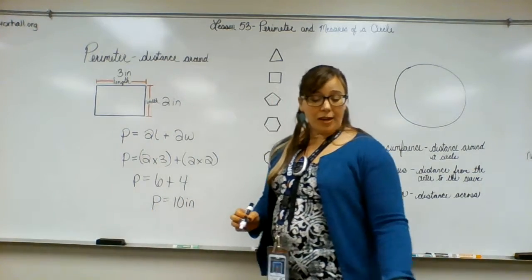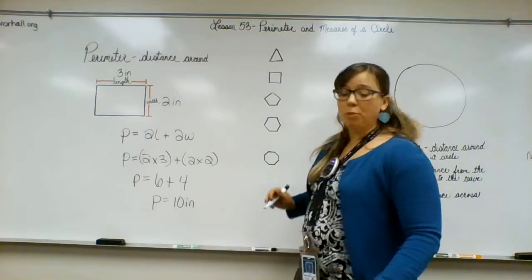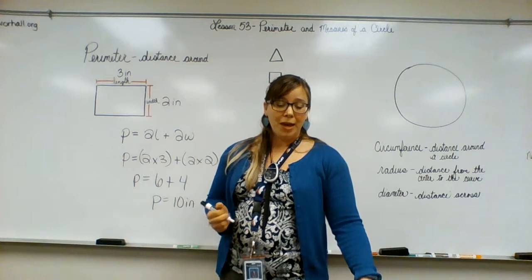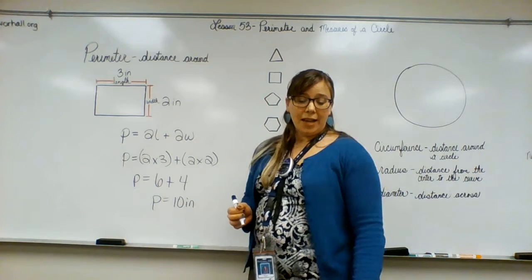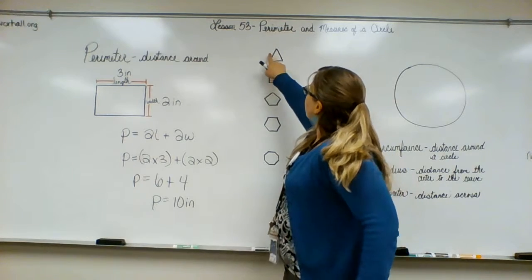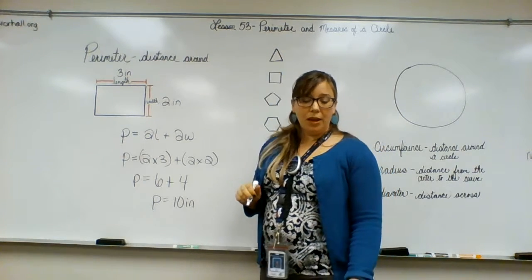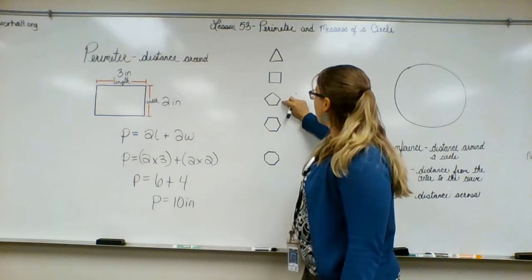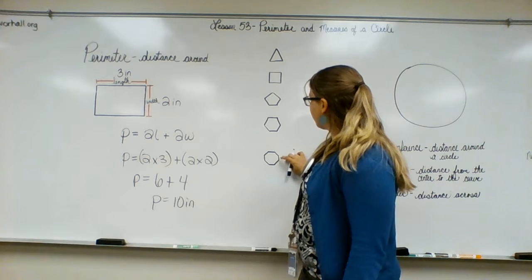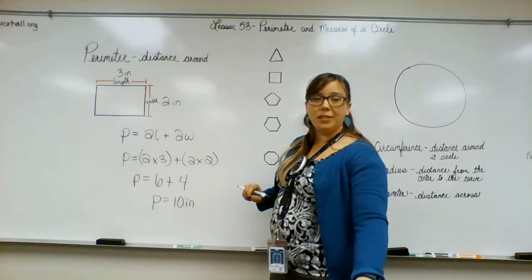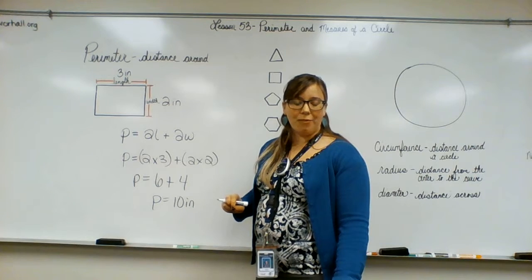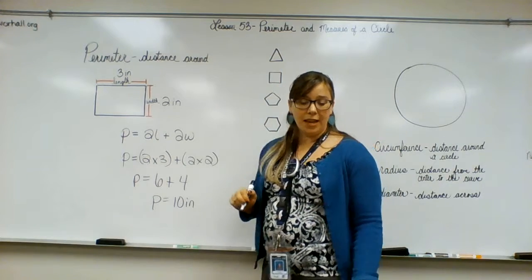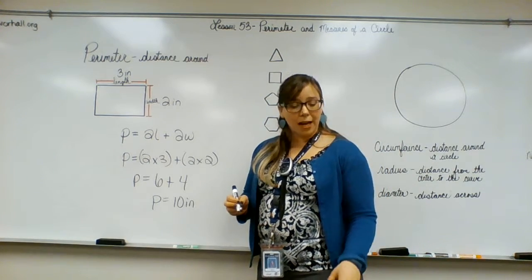Okay, the next thing that we need to cover is how to find the perimeter of a regular polygon. A regular polygon is a polygon or shape that has equal sides and equal angles. All sides are equal and all angles are equal. We can see here we have a regular triangle, a regular quadrilateral, a regular pentagon, a regular hexagon, and a regular octagon. To find the perimeter of any regular shape, any regular polygon, all we need to do is take the number of sides times the length of one of its sides.